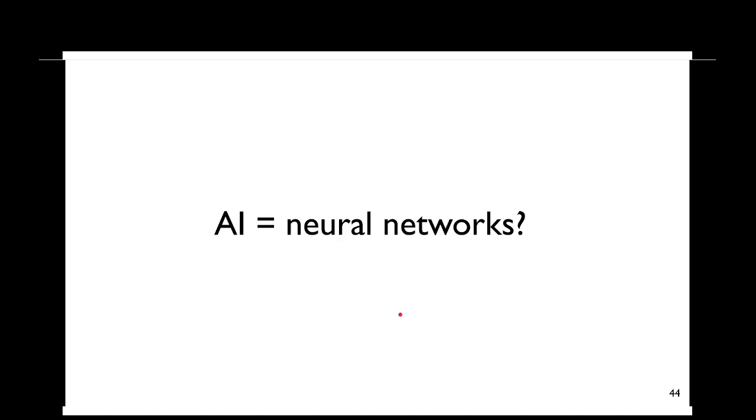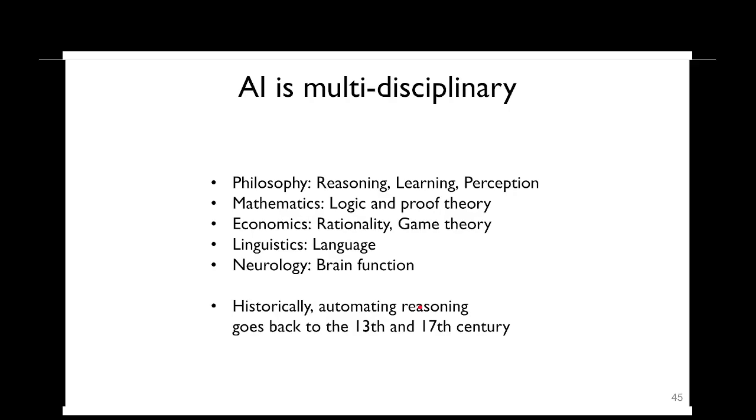So with all of these successes, which are really staggering, is it the case that essentially all of artificial intelligence equates to neural networks? And that's of course not the case. Artificial intelligence is a very big field and is very multidisciplinary. It ranges from philosophy with reasoning, learning and perception, through mathematics with logic and proof theory, economics with understanding what rational decisions are and game theory, linguistics with an understanding of language, neurology with brain functions.